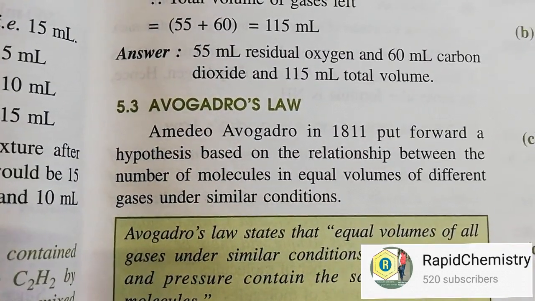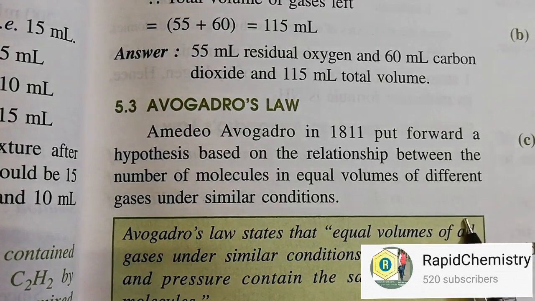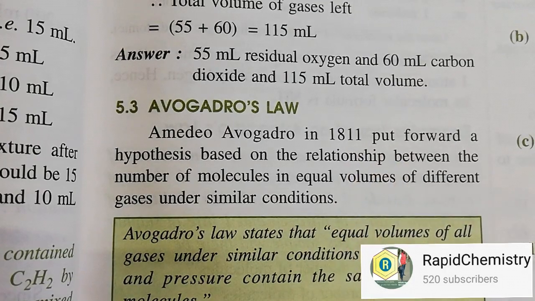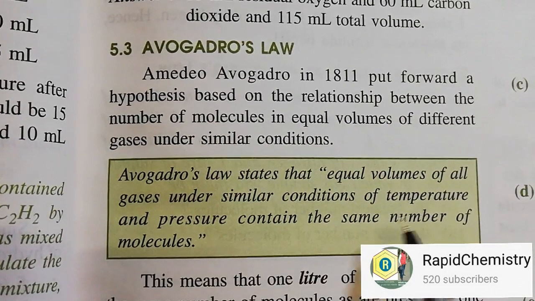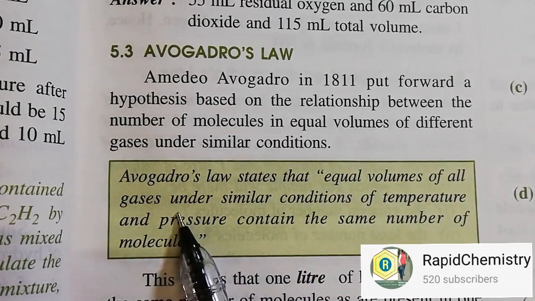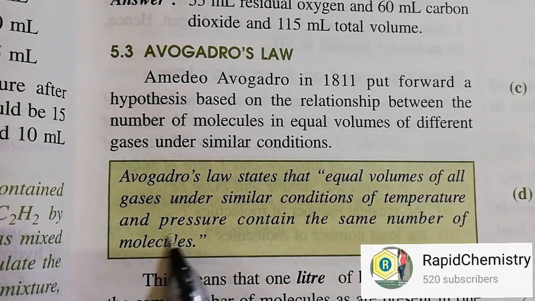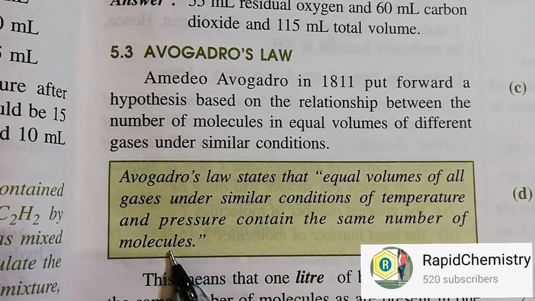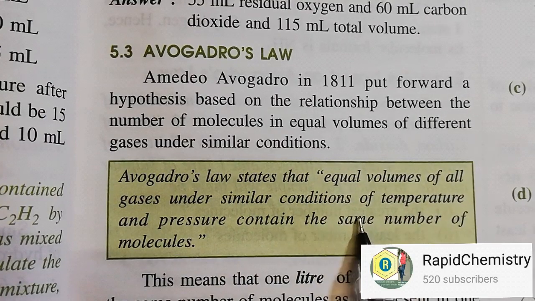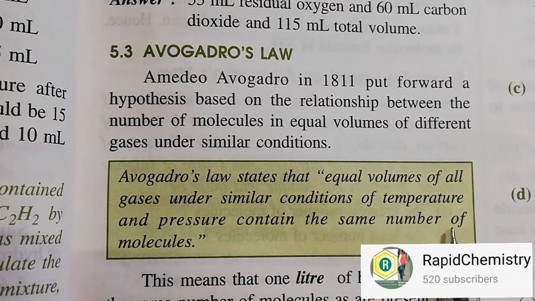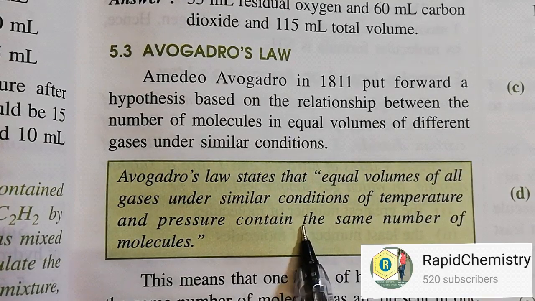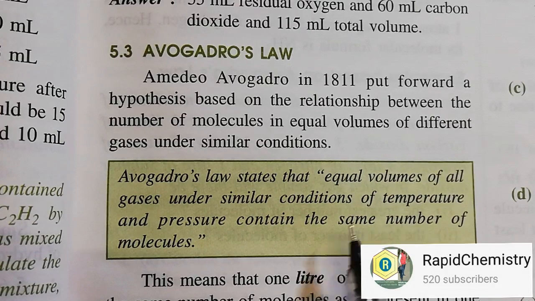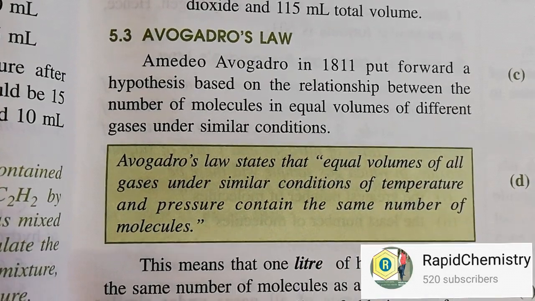Amedeo Avogadro, the Italian scientist, in the year 1811, more than 200 years back, gave a law, and that is: equal volumes of all gases under similar conditions of temperature and pressure contain the same number of molecules. And what does it mean? If the same volume of different gases is taken, that is O2, CO2, N2, under the same conditions of temperature and pressure, the number of molecules of the different gases would be the same.